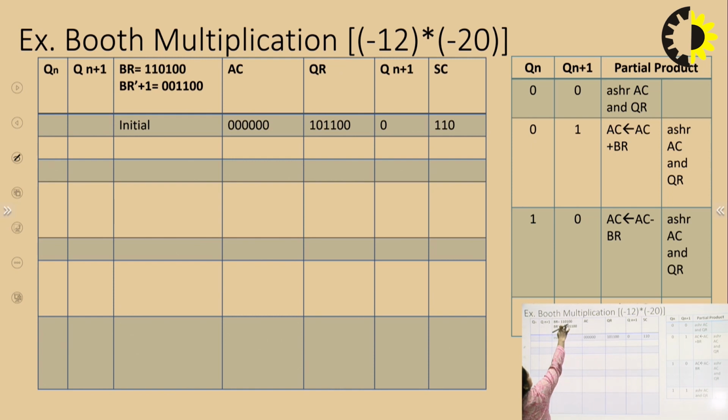In this, the BR value is the BR complement plus 1. Why are we going to take this BR? Because we are going to consider both AC minus BR and AC plus BR. And this is the example for 0, 0 and 1, 1.